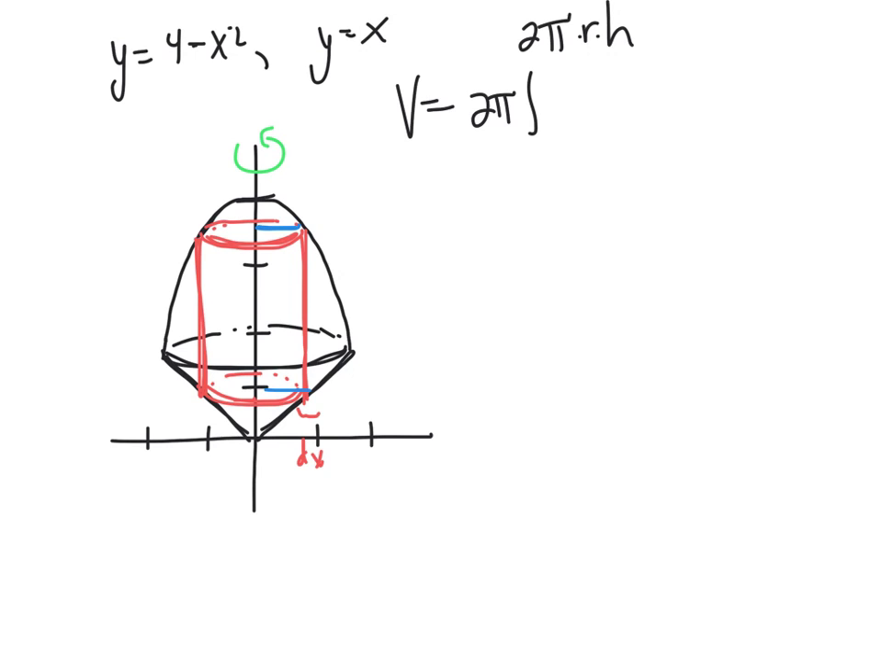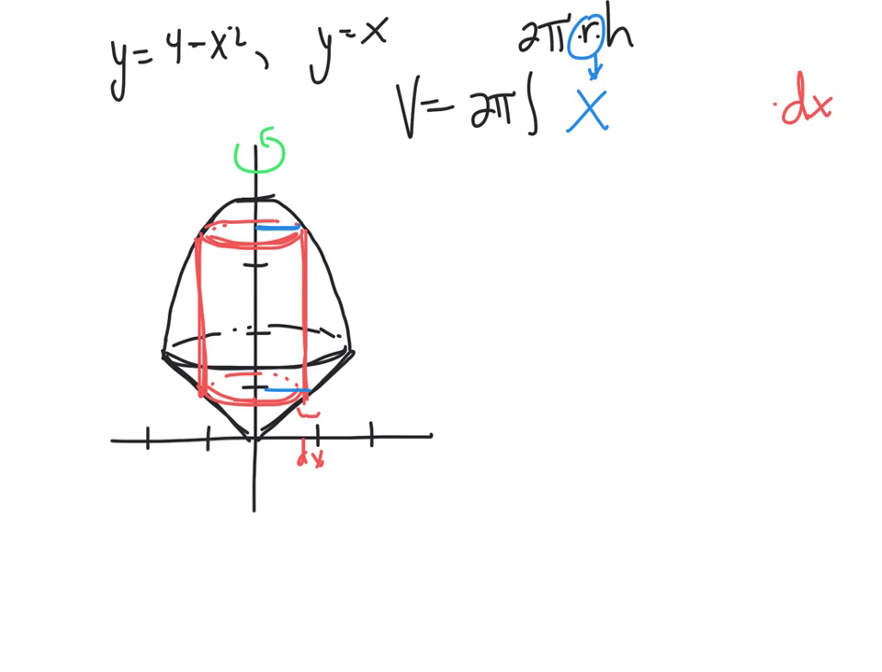But because I've already established that I'm going to be doing this with respect to x, I can go ahead and say that my radius itself is just my variable x. That should look similar to one of the problems we did in class. Look at the one where we were revolving around the y-axis, and our radius was x.